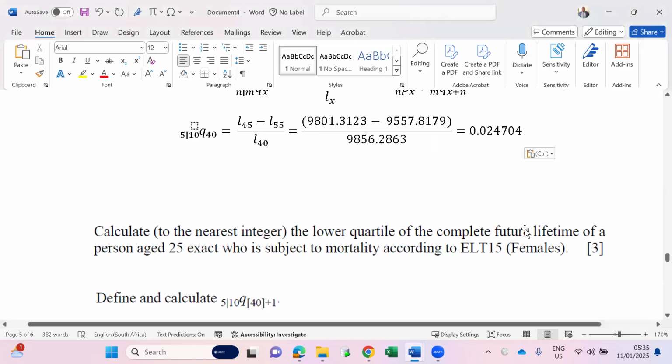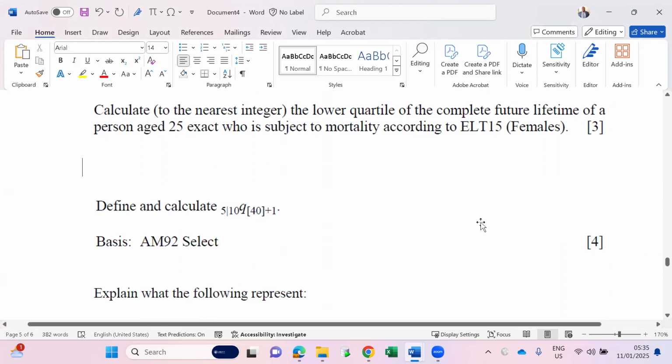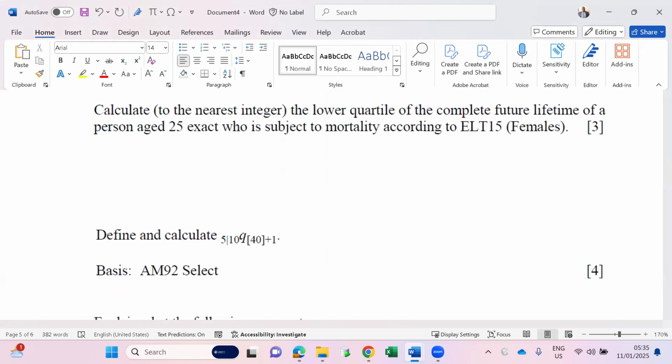Moving on to the fourth question. It's a bit weird. Calculate, to the nearest integer, the lower quartile of the complete future lifetime of a person aged 25 exact, who is subject to mortality according to ELT15 males. So complete future lifetime is the remaining years that you have. You need to check the summary video for this chapter. It's the outstanding life that you have, right?